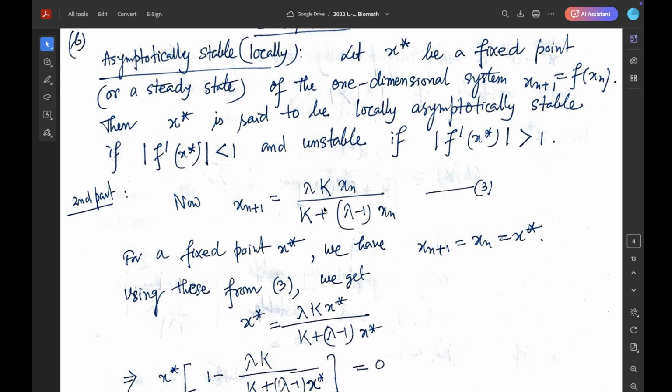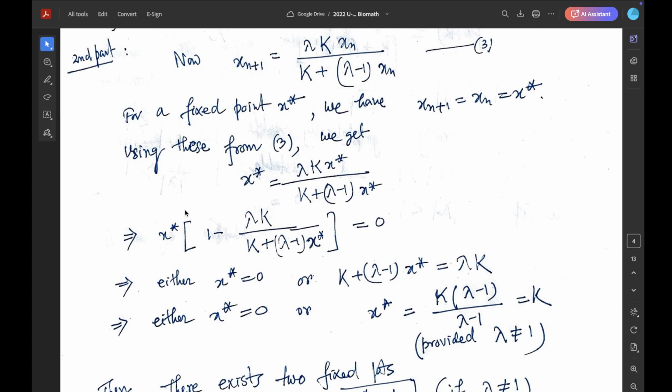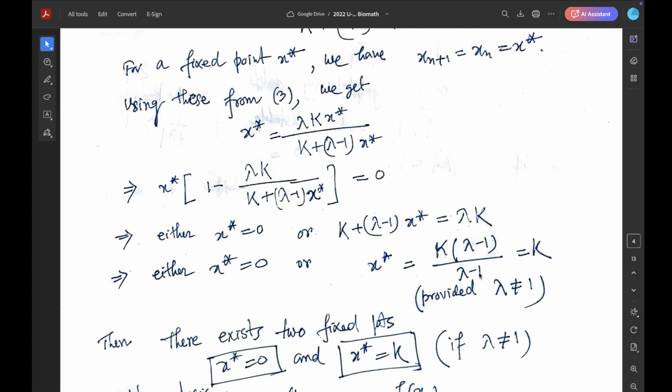Second part: this is a one-dimensional difference equation, and for the fixed point x star we have x(n+1) = xn = x star. So we replace xn by x star. We get x star common, so x star times the bracket (1 minus lambda k by k times (k plus lambda minus 1) x star). So either x star equals 0, or from this factor, k plus (lambda minus 1) x star equals lambda k. Solving this, x star equals k, provided lambda is not equal to 1.